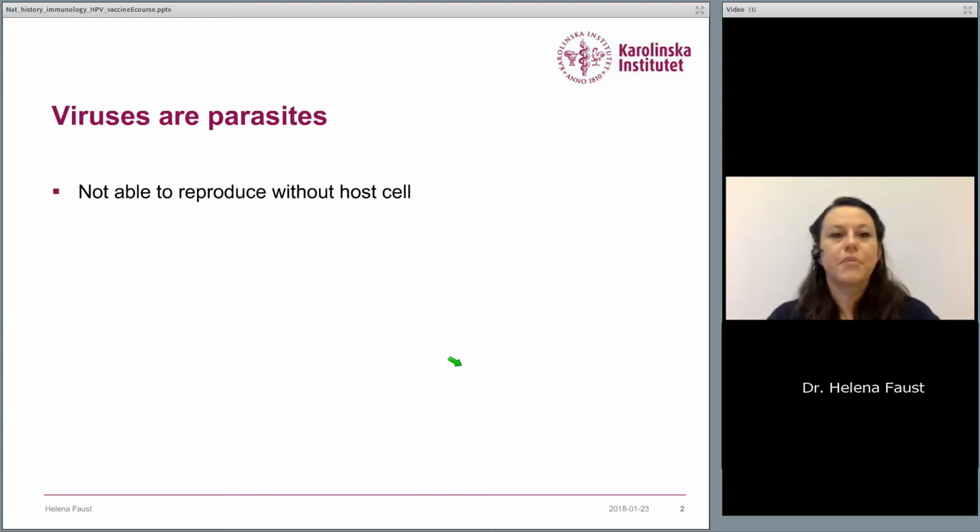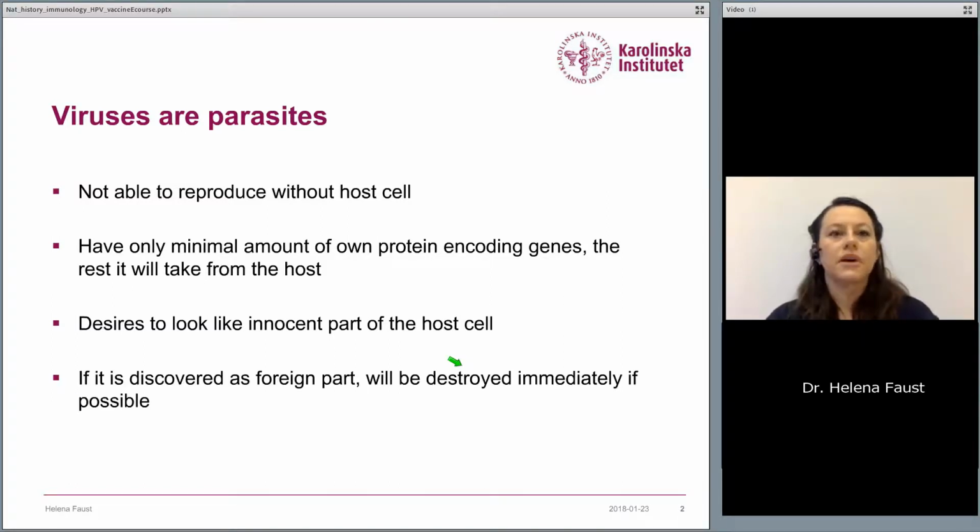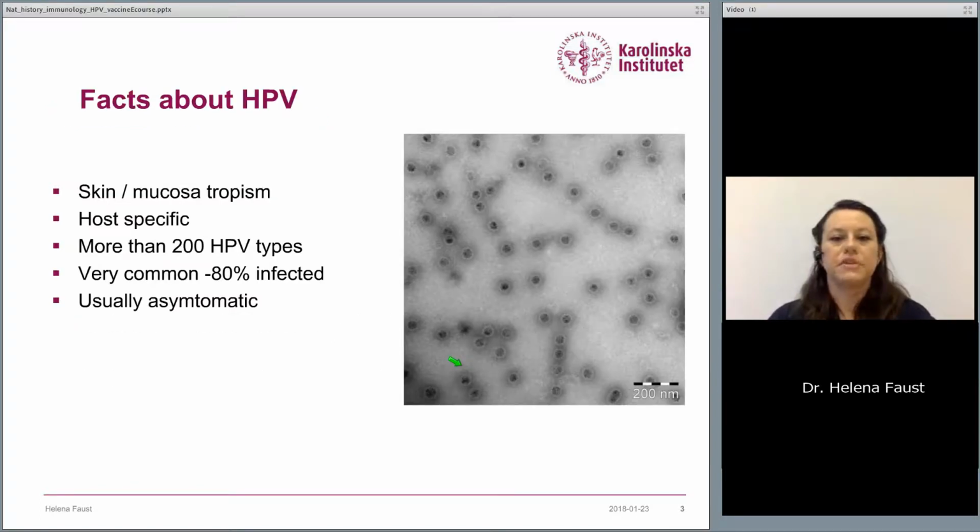So first of all, let's keep in mind that viruses are parasites. What does that mean? That means that these viruses are not able to reproduce without a host cell, and they have only a minimal amount of their own protein-encoding genes, and the rest they will just hijack from the host cell. Viruses desire to look like an innocent part of the host cell, because otherwise they will be discovered as a foreign part and will be destroyed immediately by the immune system.